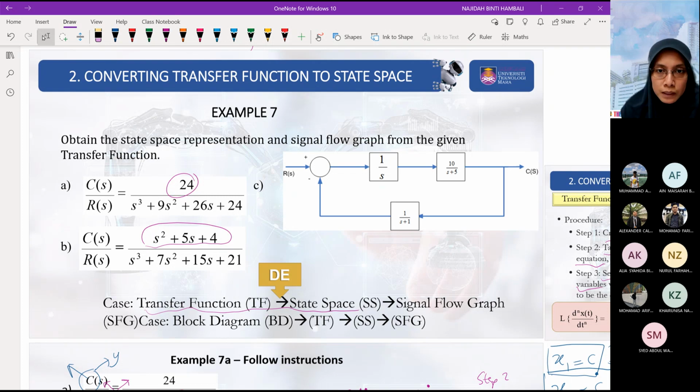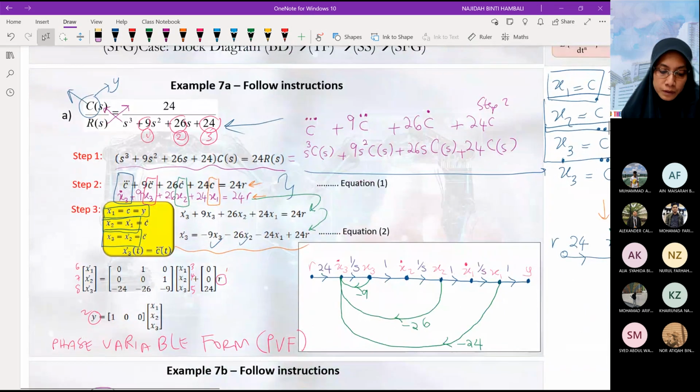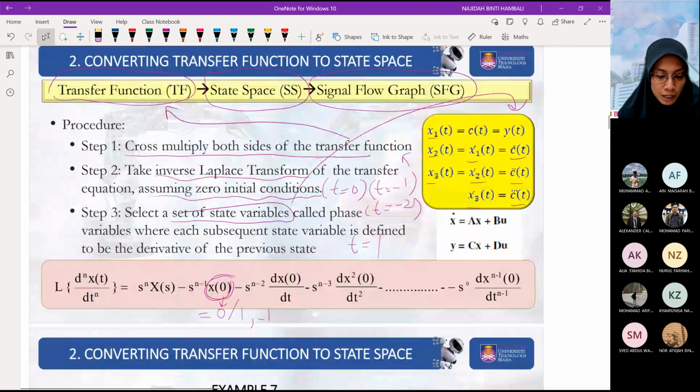Okay, for this one, like I briefly explained to you previous Tuesday before we ended our class, we need to do it part by part, so that we repeat the 3 steps for the first part and second part, then only we extract the information from the equation after we apply the 3 steps for converting transfer function to state space equation, and we construct the matrix A, B, C, and D if you have any.